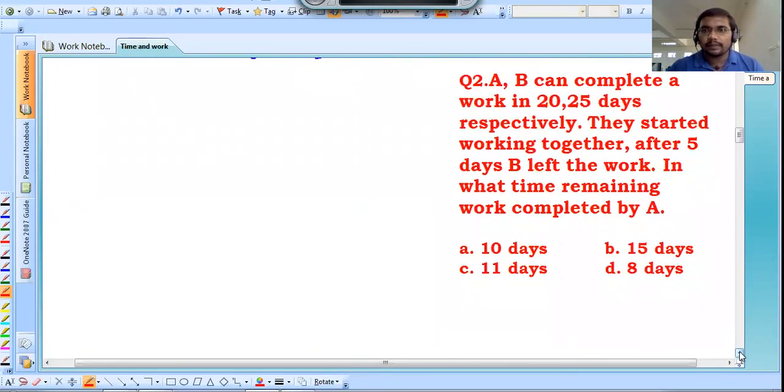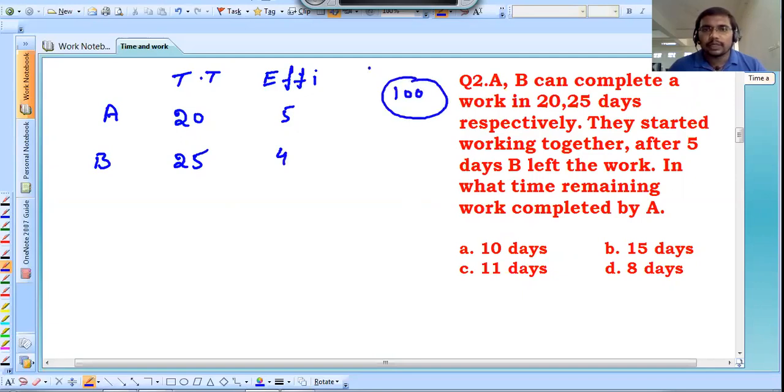So you see here, just now we discussed 20 and 25. What is the LCM of 20 and 25? So I'll go for the units method directly. See this units method here. A, B. Time taken 20 days, 25 days. Efficiency, what is the efficiency? 5, 4. Why? Because LCM is equal to 100. That means work is equal to 100 units.